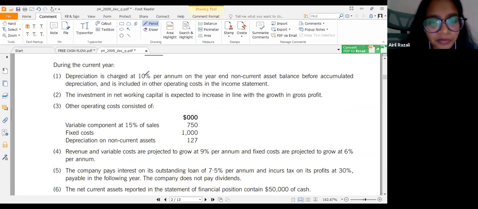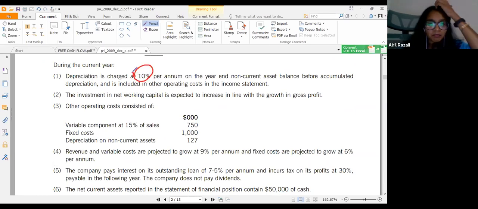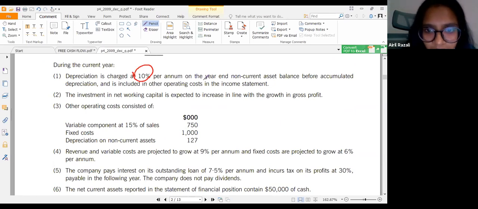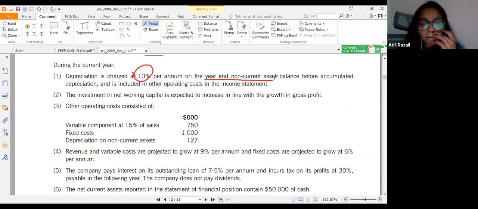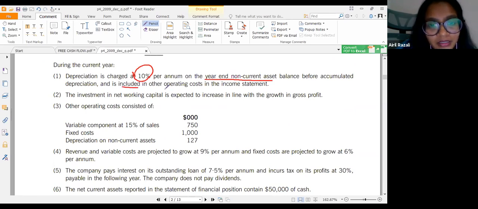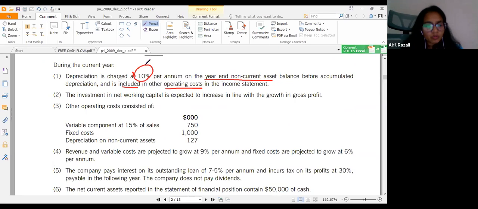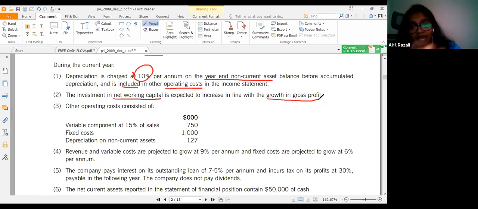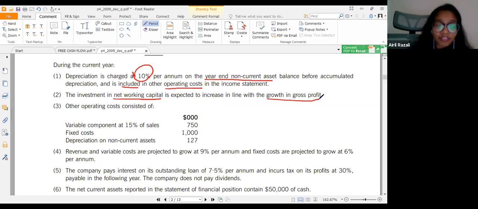Here, during the current year, depreciation is charged at 10% per annum on the year-end non-current asset balance before accumulated depreciation, and is included under other operating costs. So you must be careful: if you start with profit, you must remember to add it back. Now, the investment in net working capital is expected to increase in line with growth in gross profit. That means net working capital growth and gross profit growth are the same figure. We just need to find what it is.